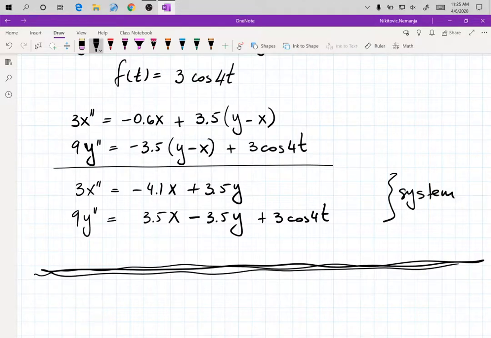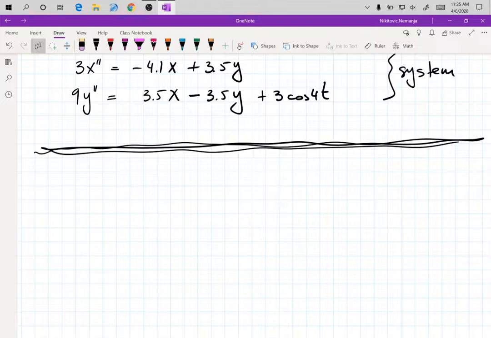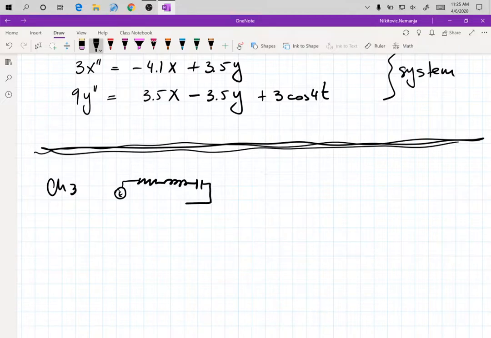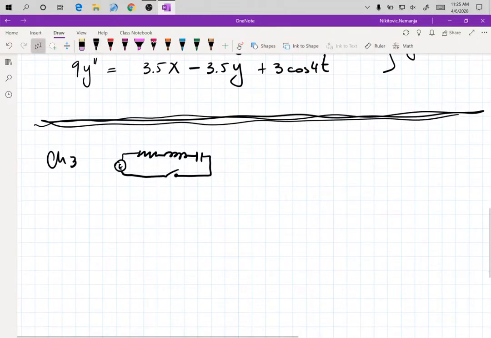All right. So for electrical engineering, in chapter 3, all we had was a source, and then you had maybe a resistor, then you had the inductor, then you had the capacitor, the switch. So it was all one loop, one circuit. That was chapter 3. But now in chapter 4, for electrical circuits, we can have multiple loops, and each loop will be adding a differential equation to the system.